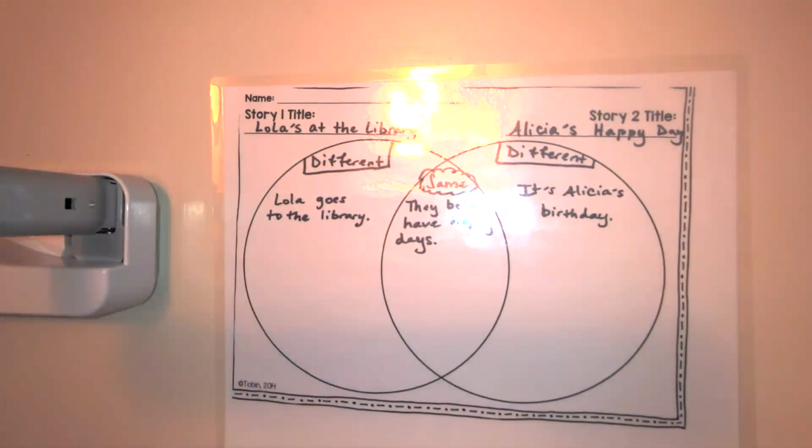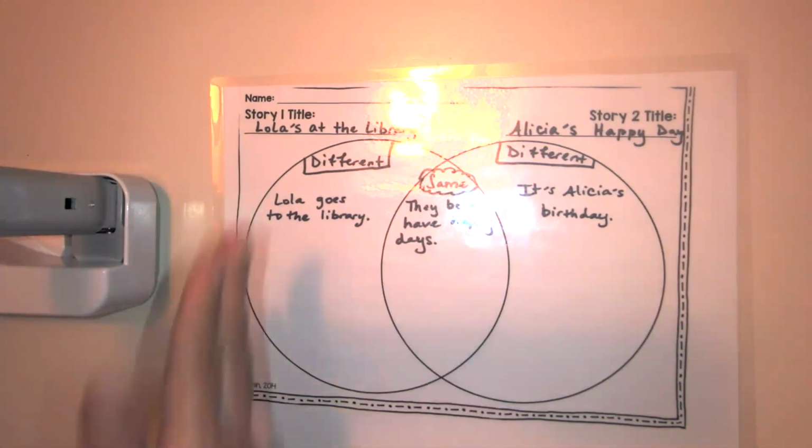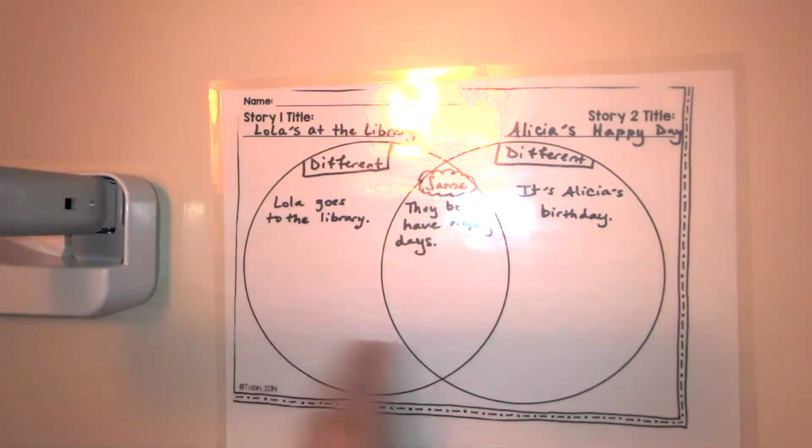So your directions is that you need to tell me at least one thing that is the same, and you need to tell me at least one thing that is different about Lola and one thing that is different about Alicia. So there are lots of ways that they're different, and there are also lots of ways that they are the same. So if you can tell me 2 or 3 different ways that they're the same, or 2 or 3 different ways that they are different, that's absolutely amazing. That's going above and beyond. That's showing that first grade push.